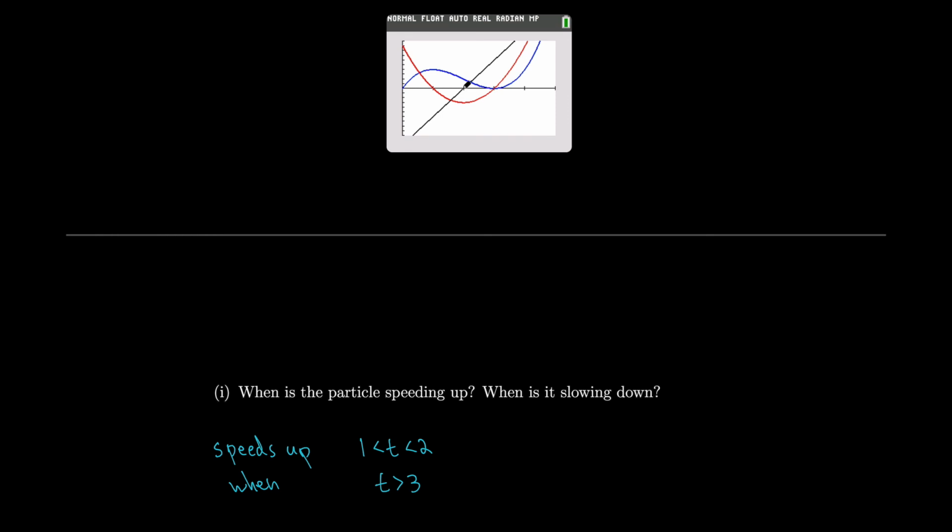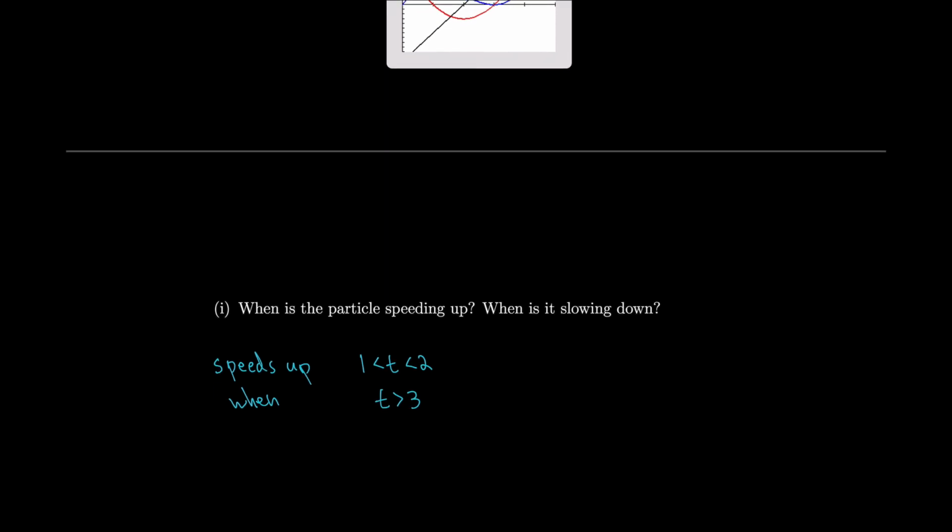Similarly, at 2, it's at rest again, and because acceleration is 0, well, sorry, at 2 it's not speeding up or slowing down. And at 3 it's not speeding up or slowing down. So that means that this thing slows down when t is between 0 and 1, including 0 but not 1, and when t is between 2 and 3, because that's when the acceleration and velocity have opposite signs.